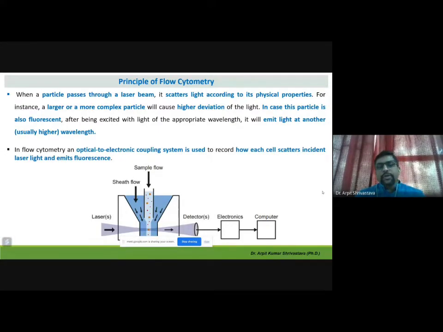So in flow cytometry, an optical to electric coupling system is used, where the laser beam is used as an optical system, and the electronic system, like the computer and the different machinery, is used to convert this optical signal into an electronic signal. So it's a basic flow chart, which includes the optical system using the lasers and the detectors, and the electronic system and computer to read the result generated by the different samples by the scattering effect.